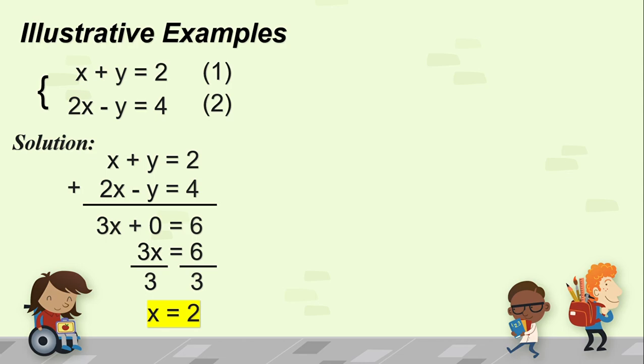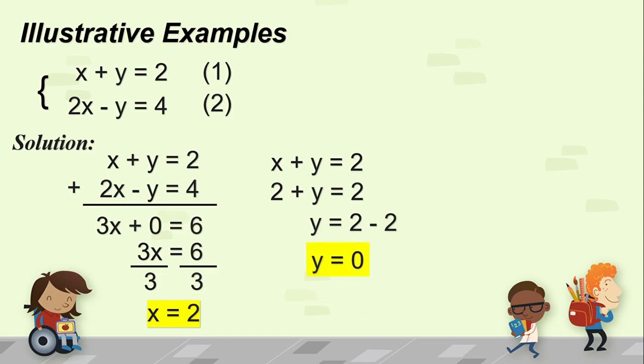Now, in our first equation, which is x plus y is equal to 2, let's substitute 2 for x. So we will have 2 plus y is equal to 2. And then, let's transpose the positive 2 to the right side, so it will become negative 2. So therefore, y is equal to 2 minus 2 is equal to 0. Therefore, the solution is the ordered pair 2 and 0.